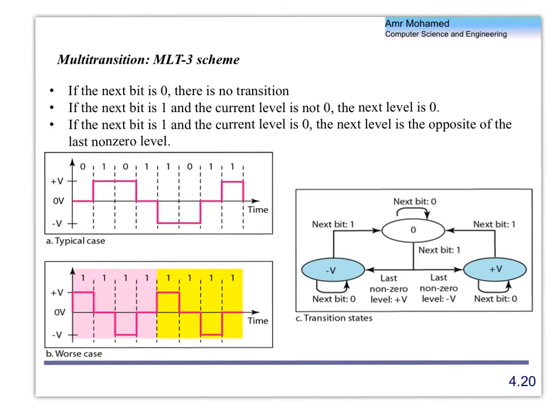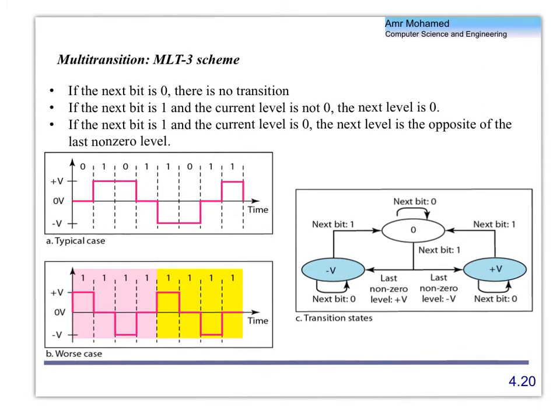Another category, which is slightly different, is what we call multi-transition. In this case, we are not using multi-level per se. It's similar to bipolar. So we have 0, and we have positive and negative. However, it also combines the concept of transition. So depending on the previous bits, we have to transition to a different voltage level.